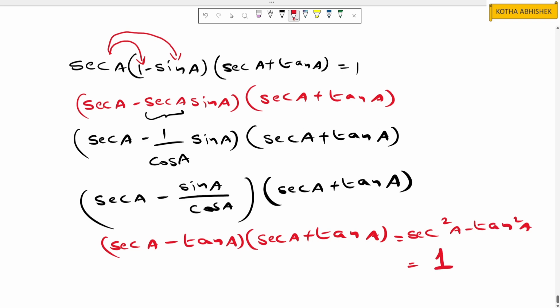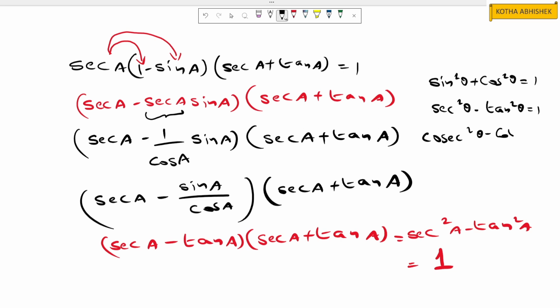Actually this is one of the identities. So completely we have three identities. One is sin square theta plus cos square theta equals to 1. And the second identity is sec square theta minus tan square theta equals to 1. And another identity is cosec square theta minus cot square theta equals to 1. So here we got finally sec square A minus tan square A. So it is in the form of sec square theta minus tan square theta, whose value is 1.